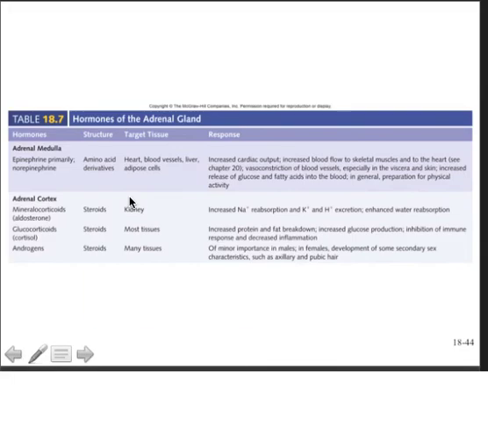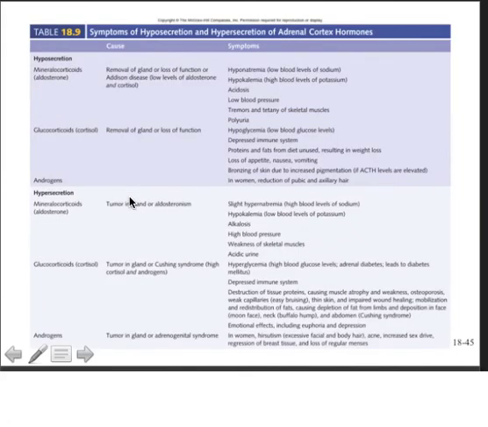And this is just a table showing you the hormones of the adrenal glands. So you can see here the medulla and the cortex, the structure of the hormones that they produce, their target tissues and their response. This is 18.7 in your book. And this is 18.9, and this just addresses symptoms of hypo and hypersecretion of adrenal cortical hormones. So just star those two charts. Again, know that material. It's good PRS quiz material and exam material.